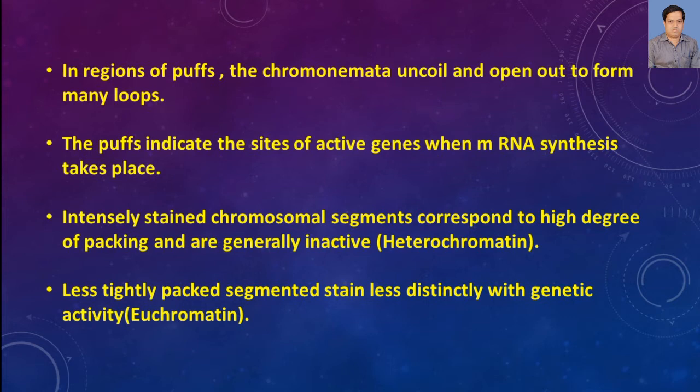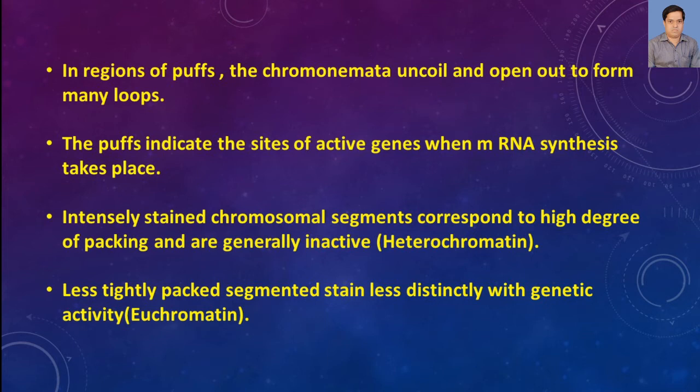The puffs indicate the sites of active genes where messenger RNA synthesis takes place. So what is a puff? It is the site of active genes when messenger RNA synthesis is taking place. The intensely stained chromosomal segments correspond to a high degree of packing and are generally inactive. So, intensely stained chromosomal segments correspond to a high degree of packing and are generally inactive, and these regions are called heterochromatin.